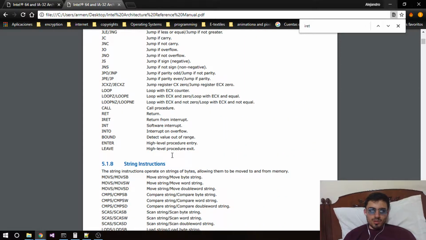Okay, so I'm not going to jump, but there's an interrupt return function, there's software interrupt on overflow, detect value out of range, high level procedure entry, high level procedure exit.